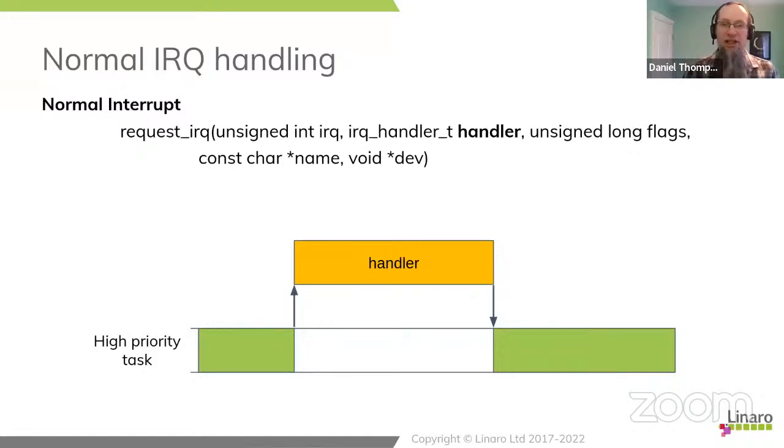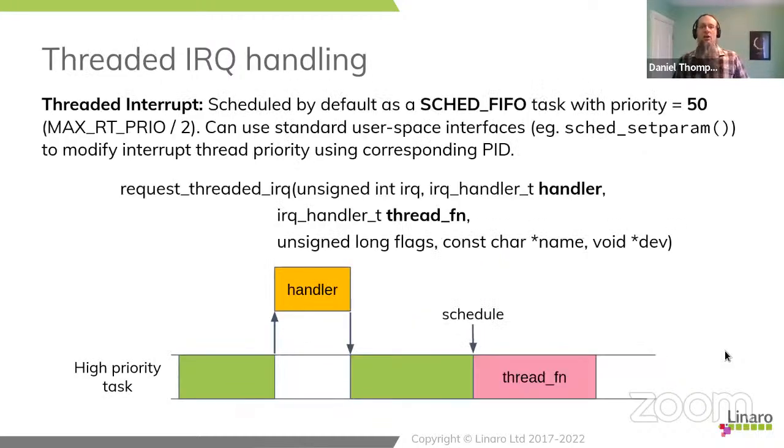So representing this graphically, classic interrupt handling with a single interrupt handler that runs from interrupt is basically you have a task on the system, interrupt fires, we execute the handler, we return. Threaded IRQ handling: firstly, we're going to spawn off a kthread. The kthread will have a set of default properties. As it happens, the default properties for thread functions is to run as SCHED_FIFO tasks with a priority of 50.